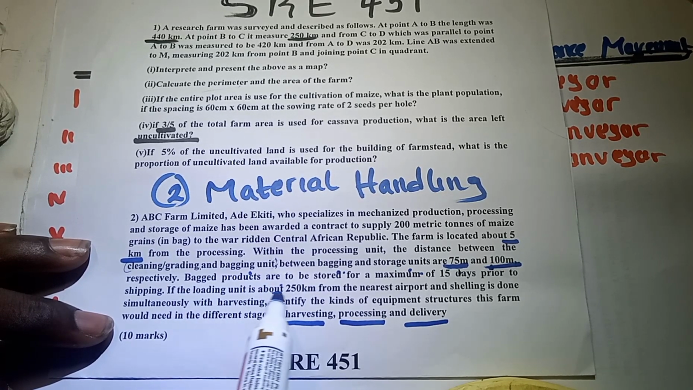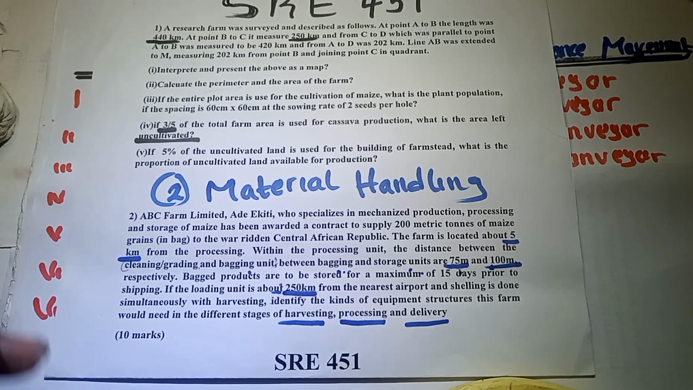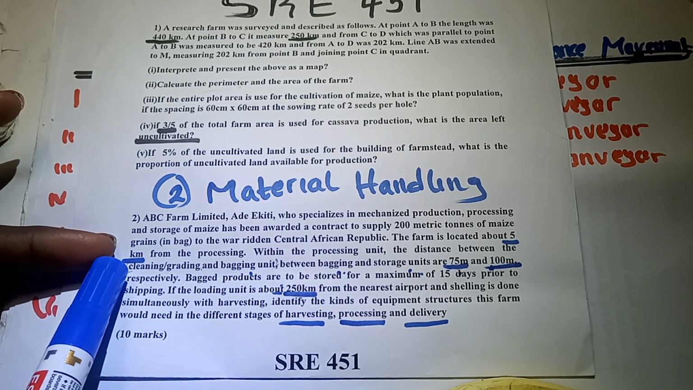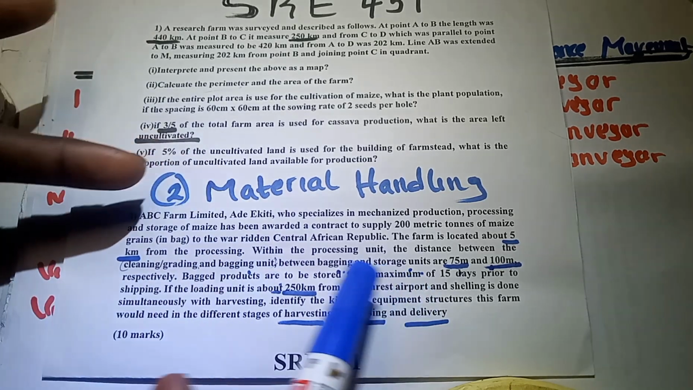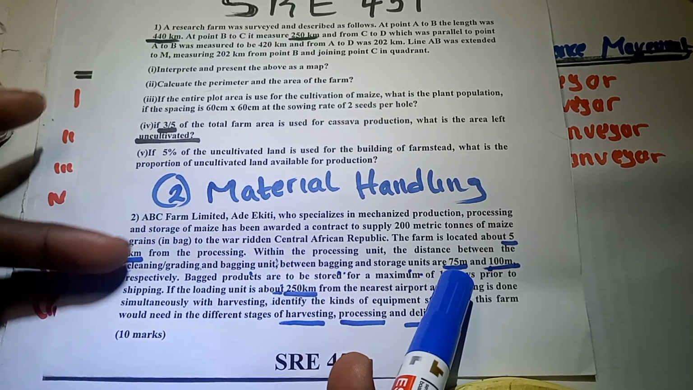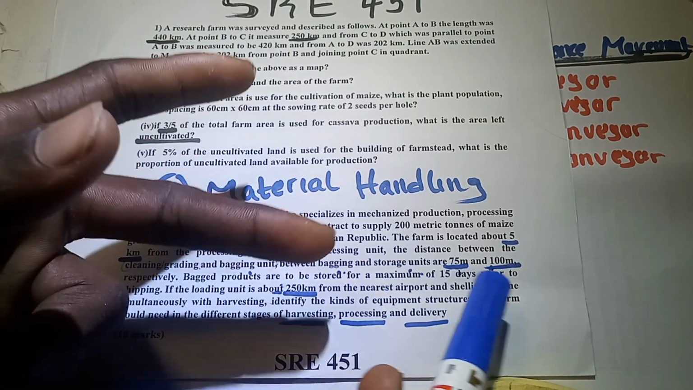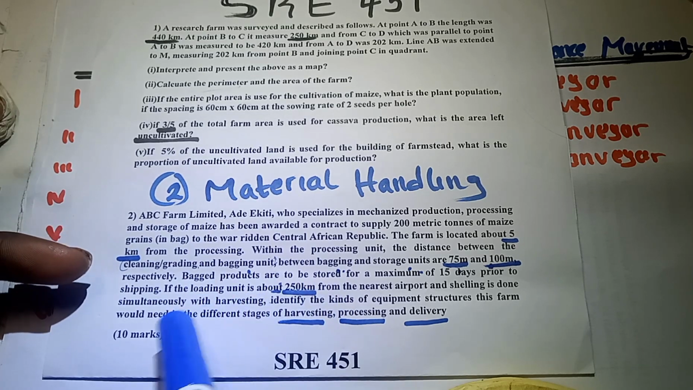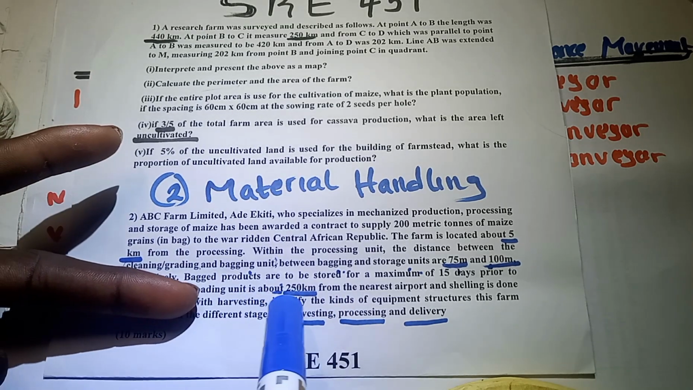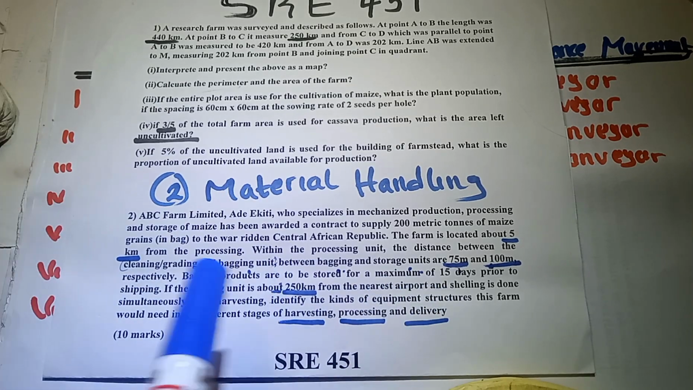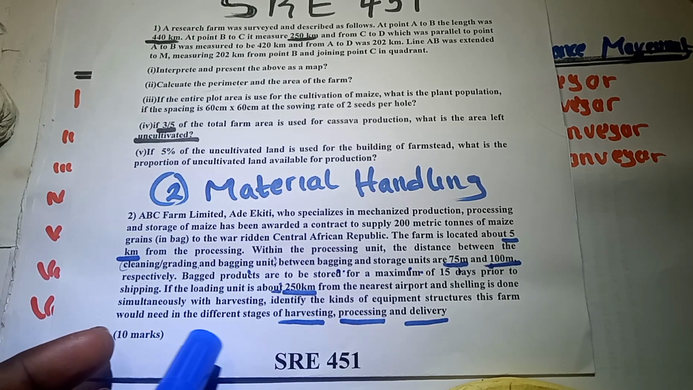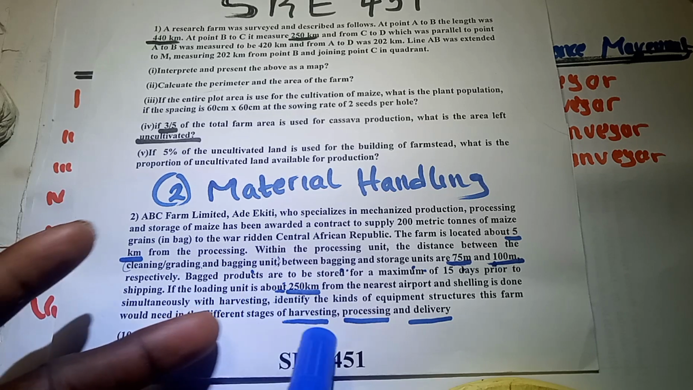Now look at this. If the loading unit is about 250 kilometers, how many distances do I have like that? I have 5 kilometers, that is the distance between the farm and the processing unit, the distance between the cleaning and bagging unit, which is 75 meters, and the distance between the bagging unit and the storage unit, which is 100 meters, and the loading unit is about 250 kilometers to the nearest airport. So I have four distances. Now the questioner says, identify the equipment structures this farm will need in harvesting.